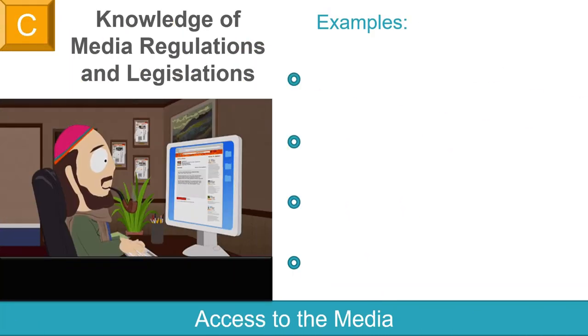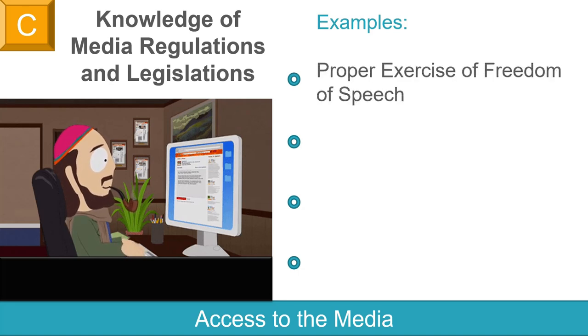Next, the last one we have here, still under access to the media, we have knowledge of media regulations and legislations. Now, knowing these media regulations and legislations is a must. This is not optional. You really have to know this. First, we have proper exercise of freedom of speech.